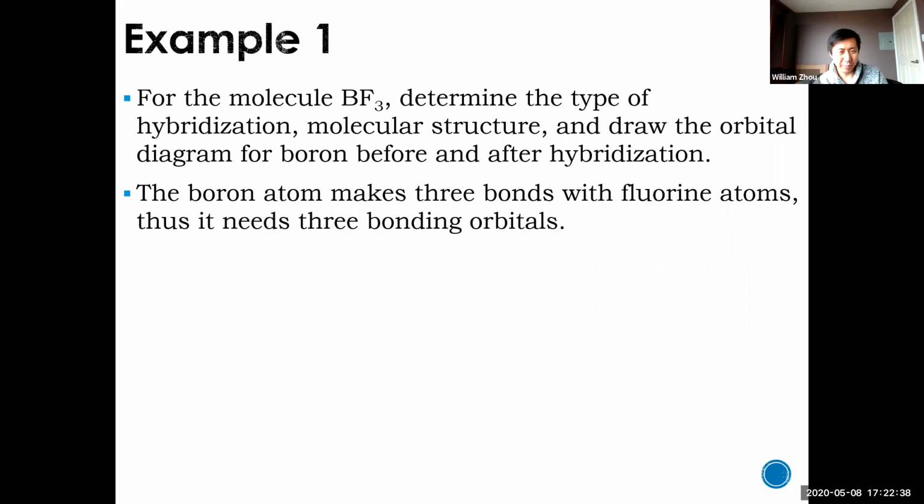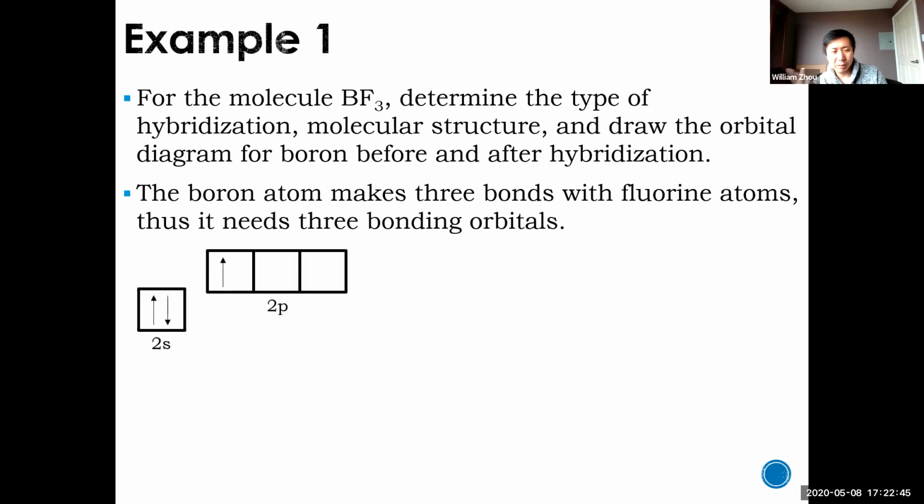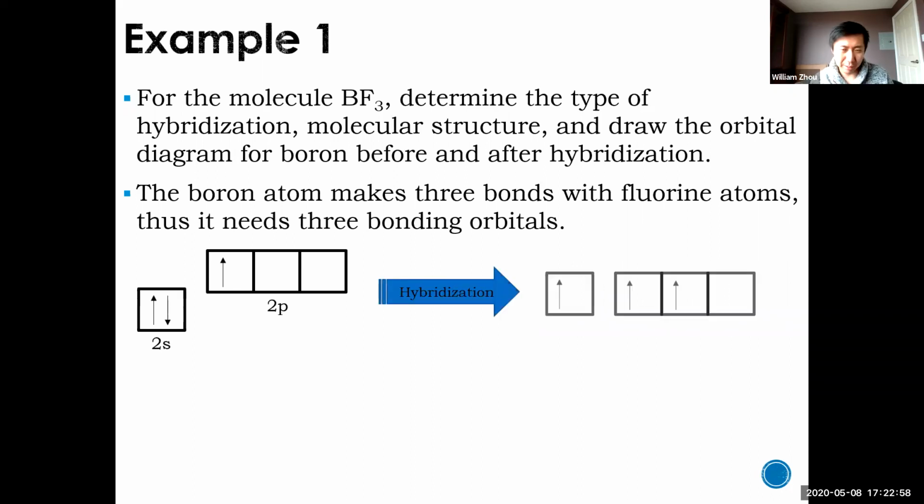You see what I mean? They should be the same. So to make 3 hybrid orbitals, here's boron, you need to create sp2 hybrid orbitals. 1 s and 2 p, that makes 3. So you hybridize this by moving the s electron into one of the 2p's.